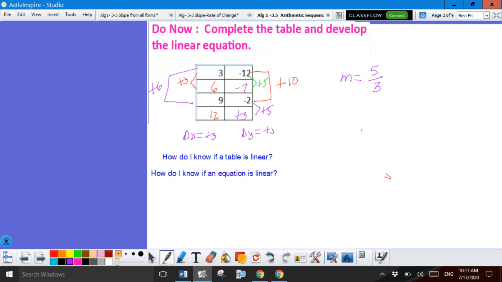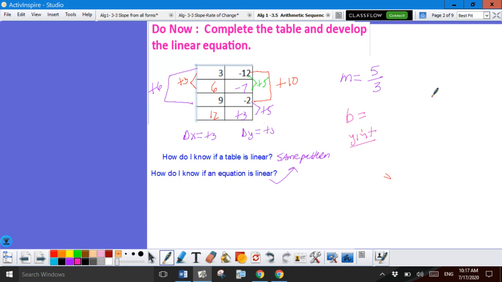So that's pretty simple. And I know that this is linear because it's the same pattern. It's constant. And if it's linear, then that means the equation is linear. Now, how do I find my b? How am I going to find my y-intercept?